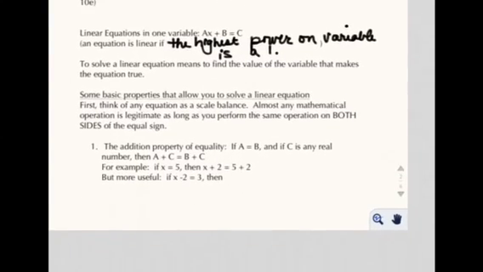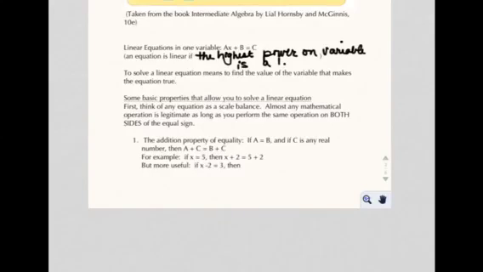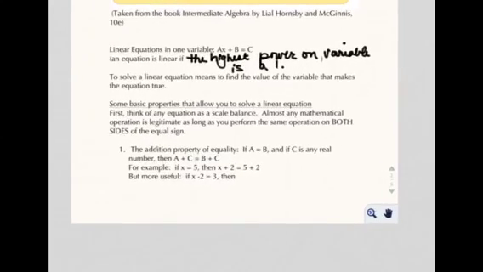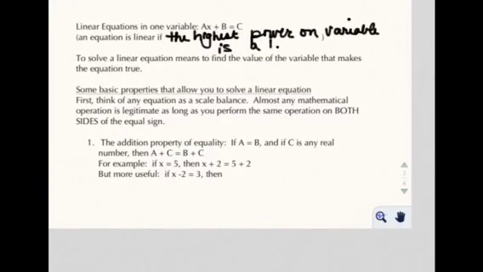Now again, we've used all these properties, but now we'll actually define them and show you how to properly use them. Any equation is a scale balance. It'll remain equal as long as you balance the left side with the right side. You can perform any mathematical operation as long as you perform that same operation on both sides of the equal side to maintain the proper balance.